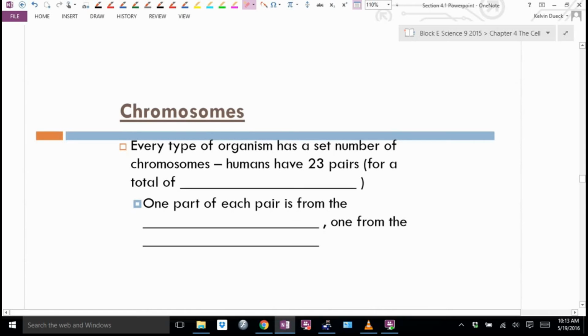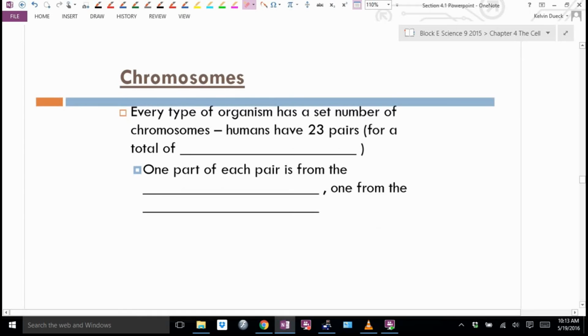So, every type of organism has a set number of chromosomes. Humans have 23 pairs for a total of 46. You may have heard on the radio or somewhere an ad for a company called 23andMe, which does DNA analysis or genetic analysis. The 23 comes from 23 chromosomes.